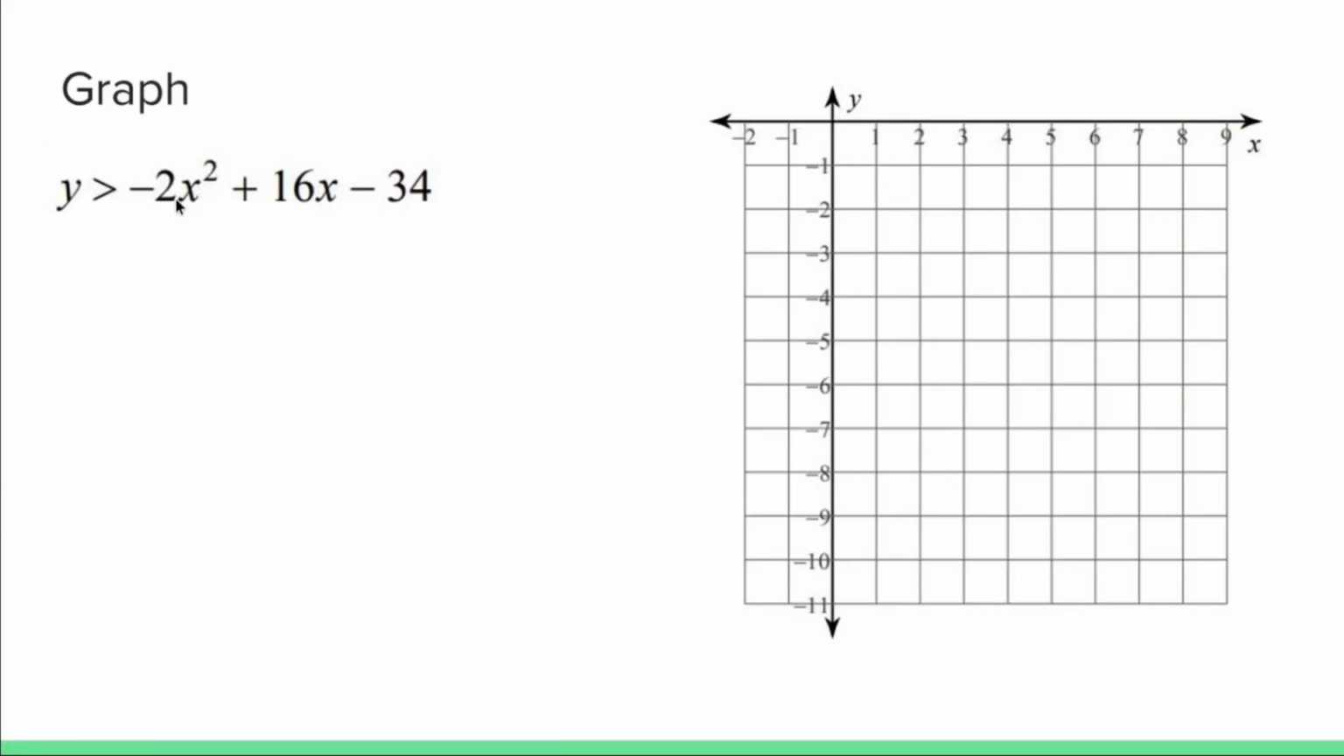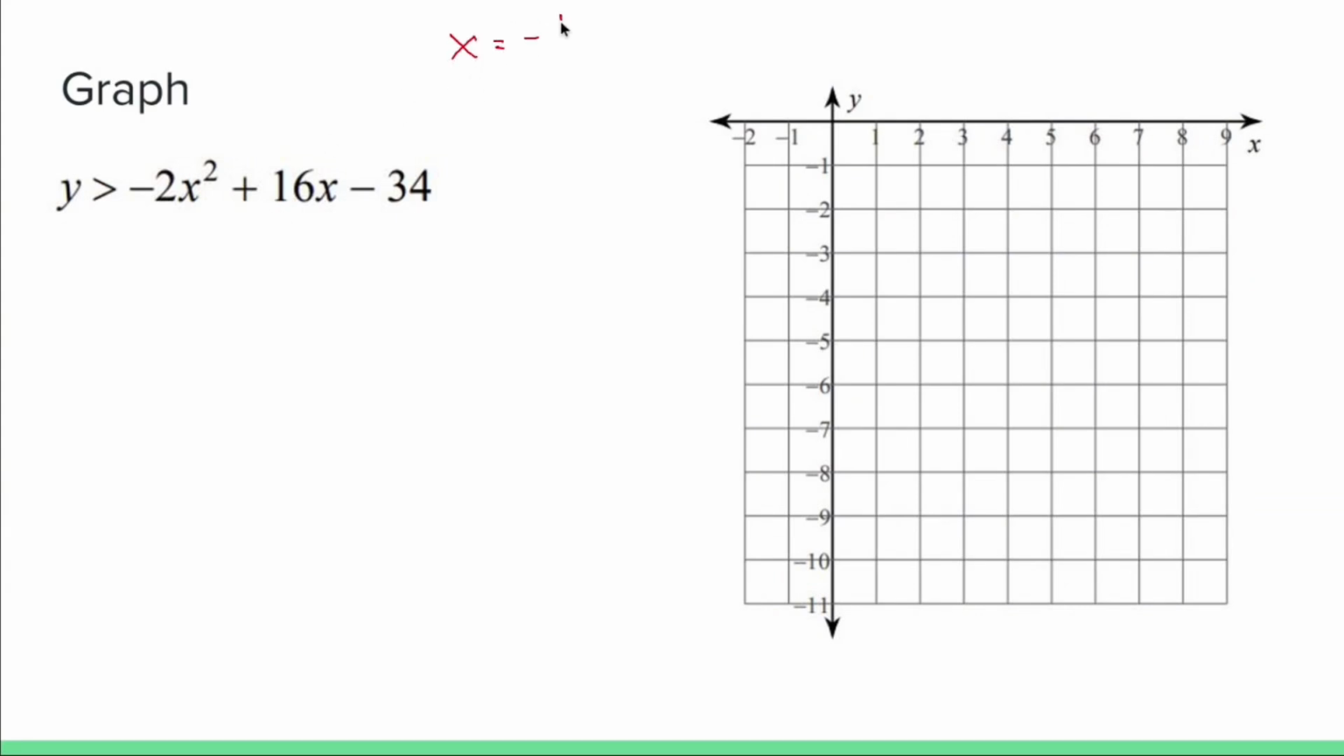Graph y is greater than negative 2x squared plus 16x minus 34. This is an inequality, which means I have to understand two things. But before I can even consider that, I don't even know what this looks like. So why don't I graph this out? And in order to help me graph it out, why don't I find out where the vertex is so that I know where the middle lies?